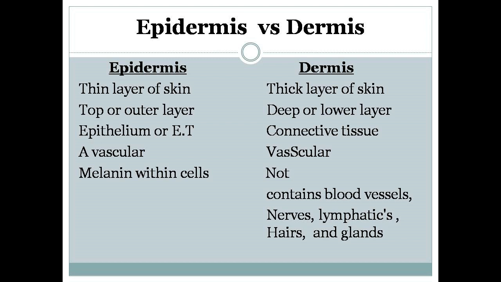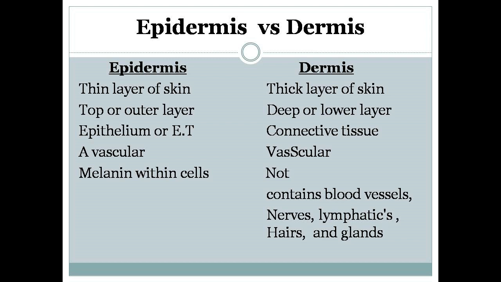Now dear students, come to know the difference between the epidermis layer and the dermis layer. So the epidermis layer is the thin layer of the skin, but on the other hand the dermis is the thick layer of the skin, and the epidermis is the top and outer layer of the skin, and because of this reason we also call the epidermis a superficial layer, and the dermis layer is a deep or lower layer. So that is why it is also called the deeper layer of the skin.